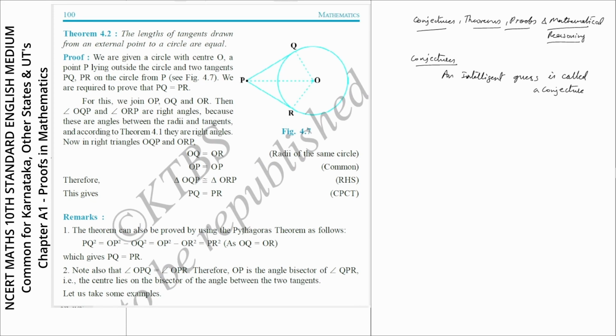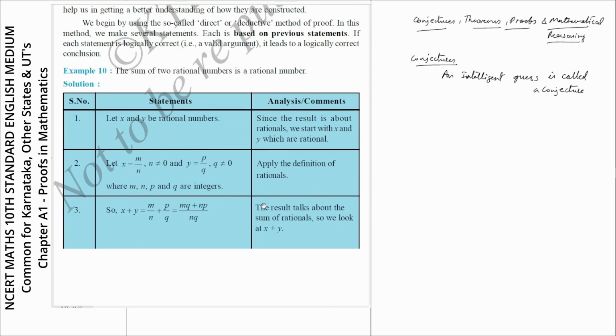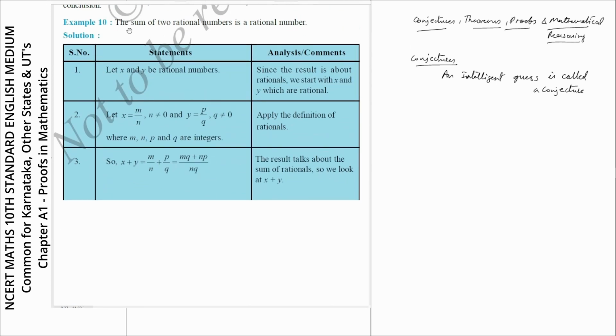Now coming back to the textbook, you can see there's another example. We should prove that the sum of two rational numbers is a rational number, by deductive reasoning. So what is deductive reasoning? We'll make a statement which is true, and after that we'll make another statement which is true. Each and every statement that we make will be based on the previous statement, and finally we can prove it. Now let us see how we can prove this one.